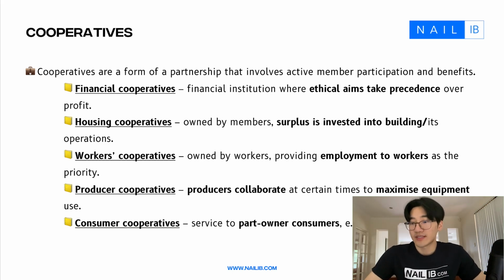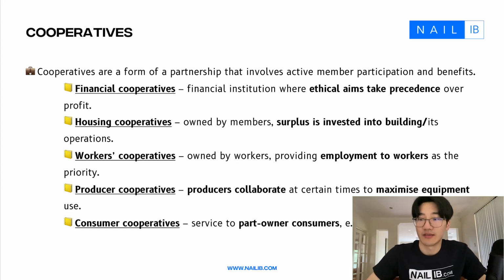Okay, the first type of for-profit social enterprise we're looking at are cooperatives. Cooperatives are a type of partnership where the business is owned and run by all the members that are participating in the cooperative. But unlike regular partnerships, cooperatives can have more than 20 members. Each member participates actively in the running of the business. To sound a bit vague, let me give you some examples. There are many different types of cooperatives.